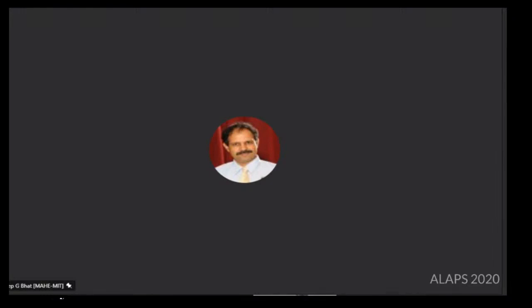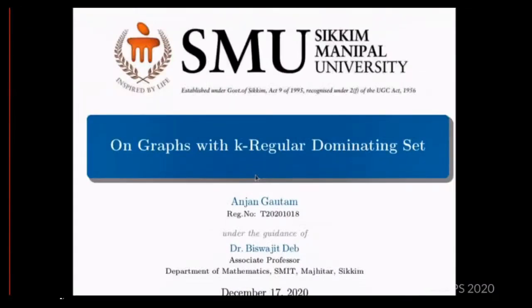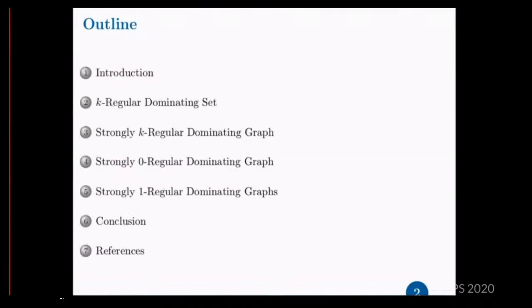Hello everyone. My name is Anjan Gautam. I am a research scholar under the guidance of Dr. Biswajit Dev, Department of Mathematics, Sikkim Manipal Institute of Technology, Majitar, Sikkim. I am going to give a talk on graphs with k-regular dominating set. Before starting, I would like to show you my outline, which is as follows.